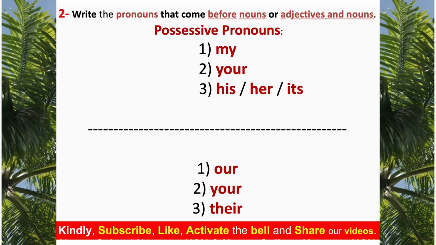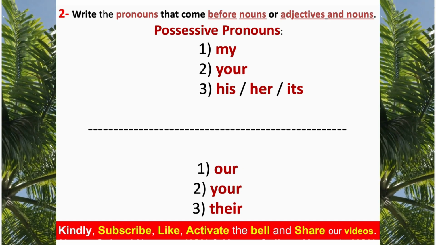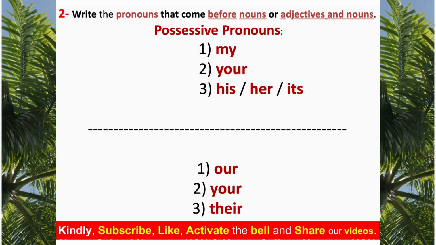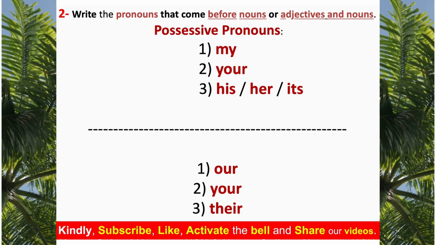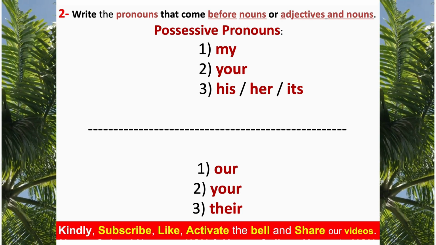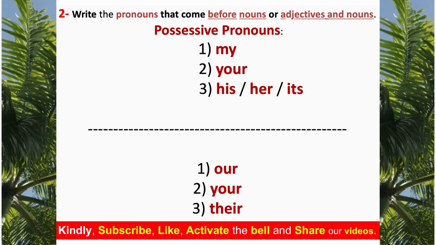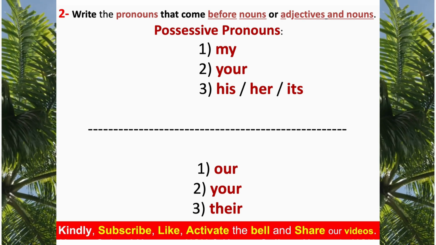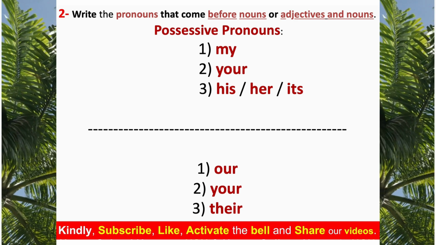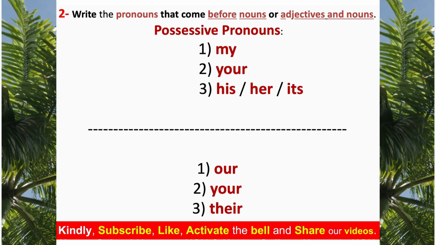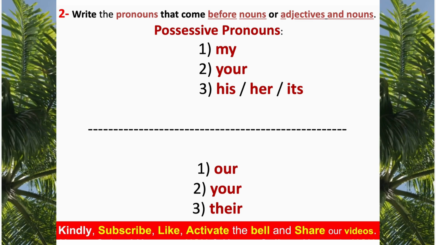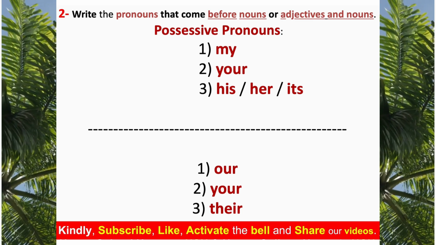So we have my school, my class, my teacher, your. Or we can say my beautiful mother, my dear mother. So we have an adjective and a noun. My house, my amazing house. So we use it with nouns or adjectives and nouns. Your car or your expensive car.